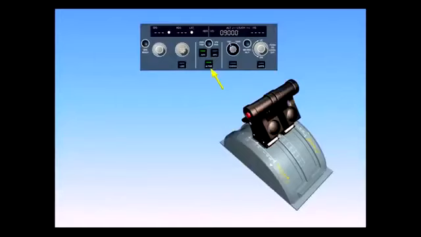Note, you can disconnect the autothrottle by pressing the autothrottle push button on the FCU, Flight Control Unit. However, this is not the standard recommended procedure.